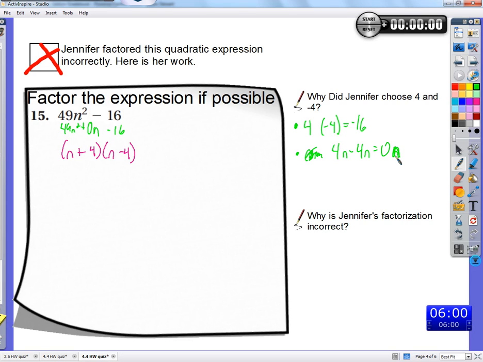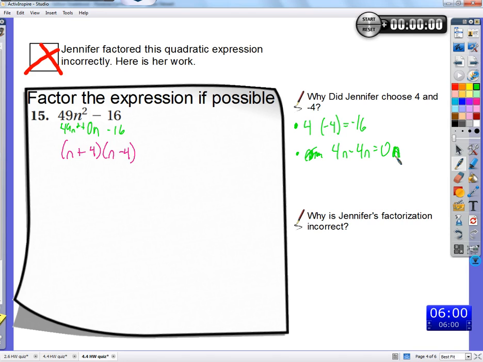So it seems like she's got a lot of things going for her, or this answer has a lot of things going for it. Why is Jennifer's factorization incorrect then? What's going on? How do you fix it? Why don't you write that in a note to yourself, or a message on the bottom. We want to wind up getting 49n squared. What is Jennifer getting? Just n squared.